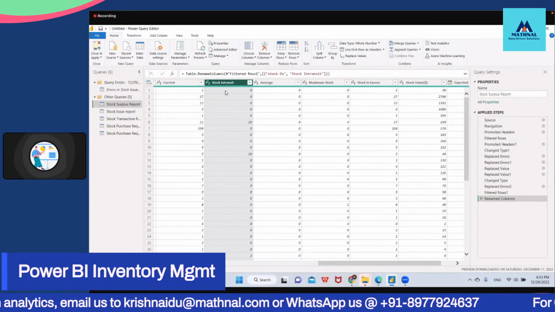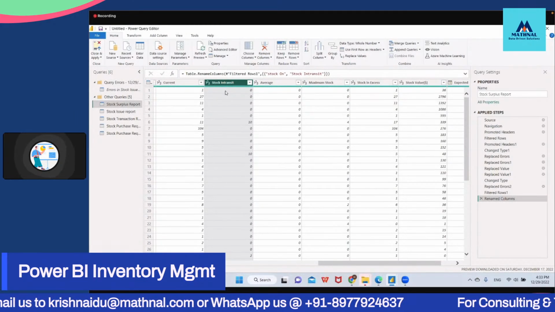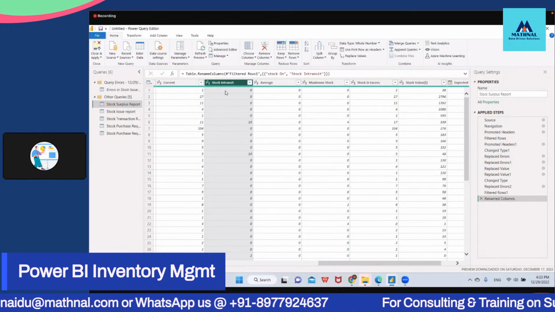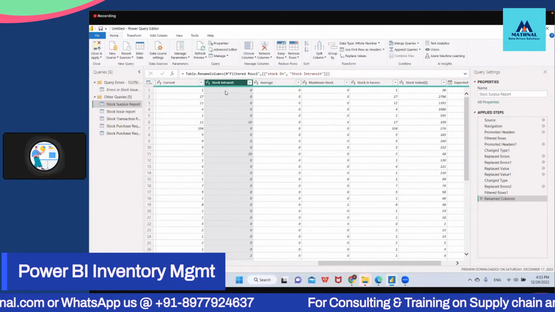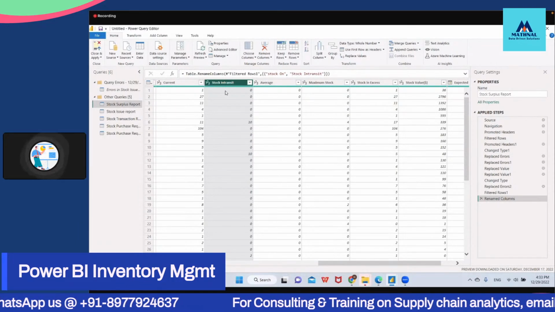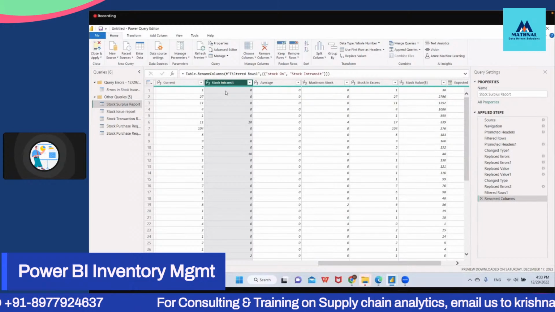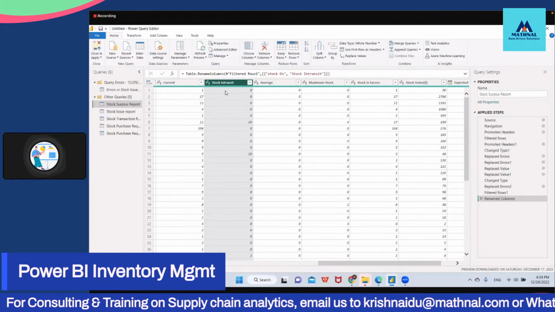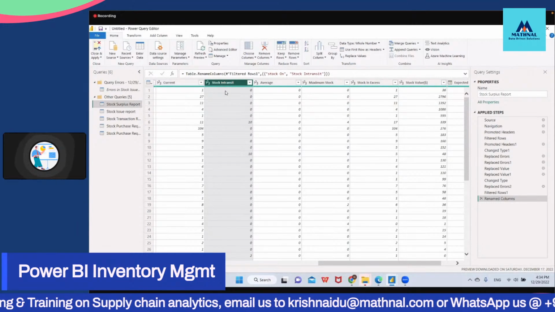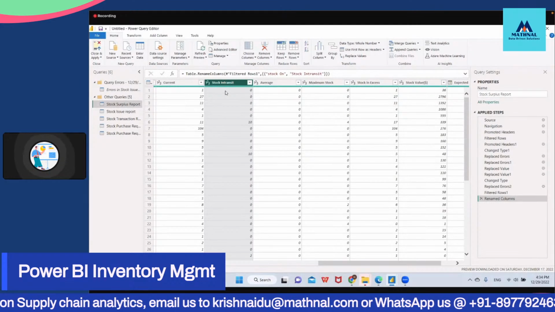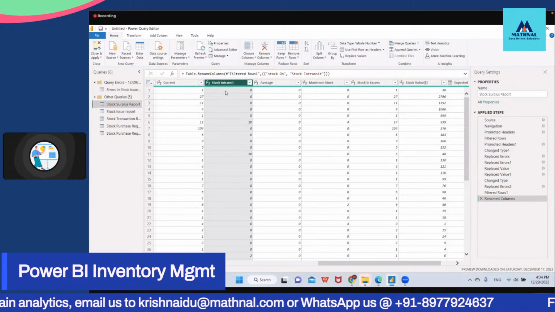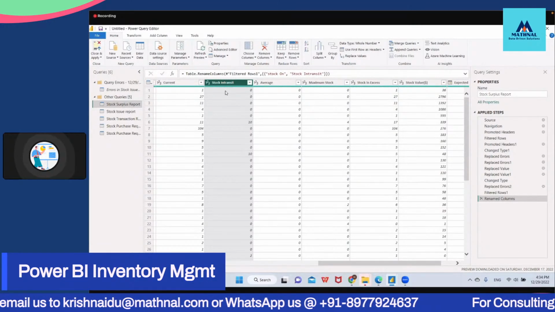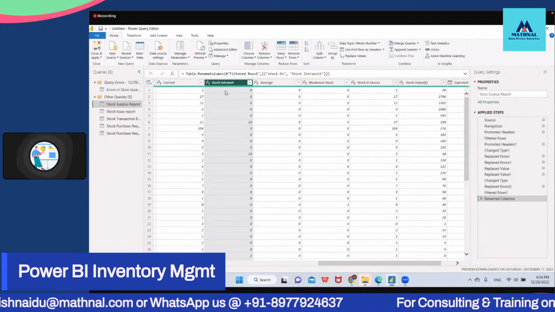So current stock minus maximum stock is the surplus. Okay, sir. Have you got the formula? Yes, sir. Current stock minus maximum stock is the surplus. The current stock minus maximum stock is your stock in excess or surplus stock.